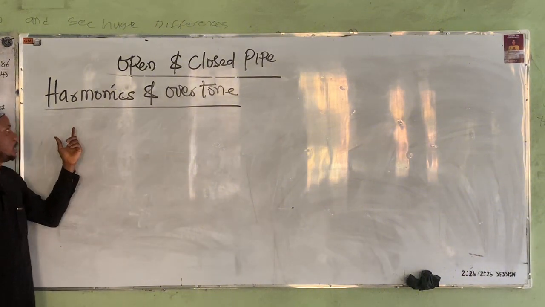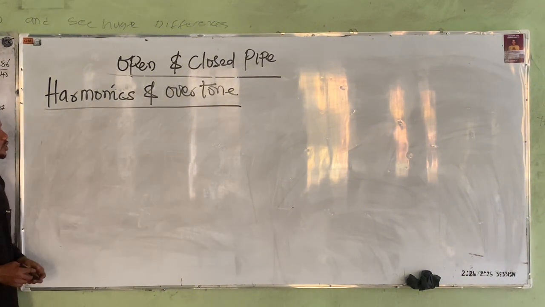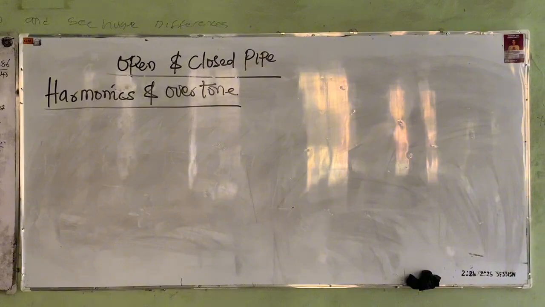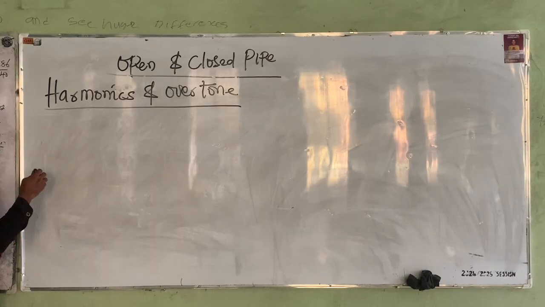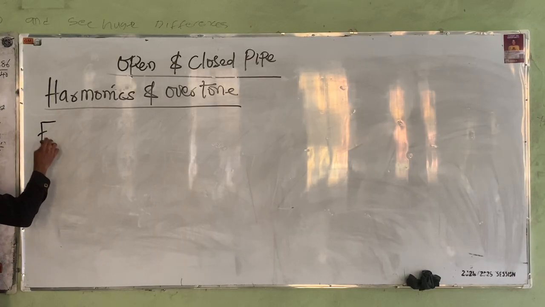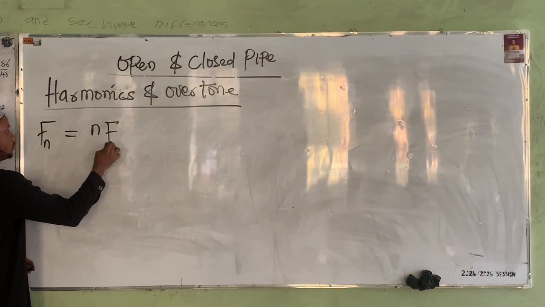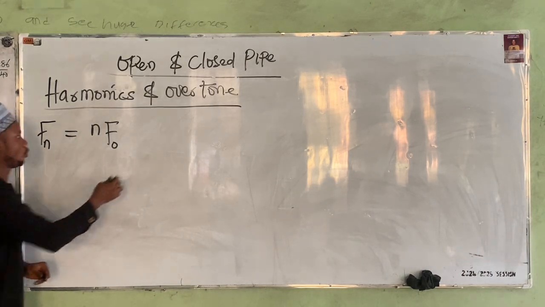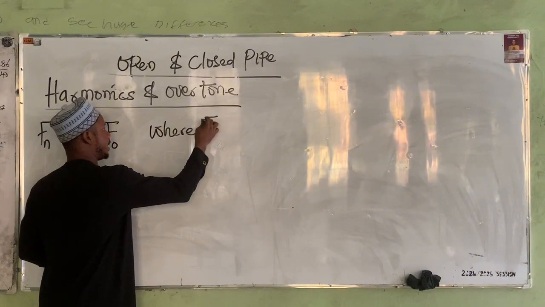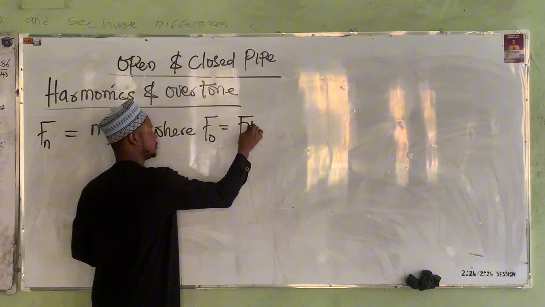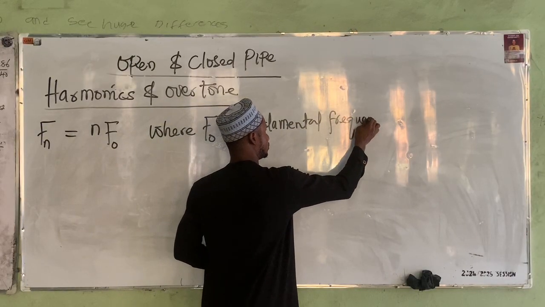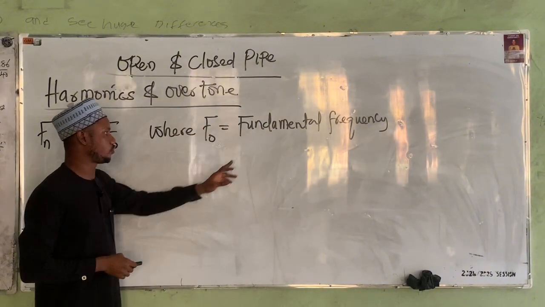So let's take a note on harmonics. Please write: harmonics can be defined as f of n equal to n f naught, where f naught is equal to fundamental frequency.